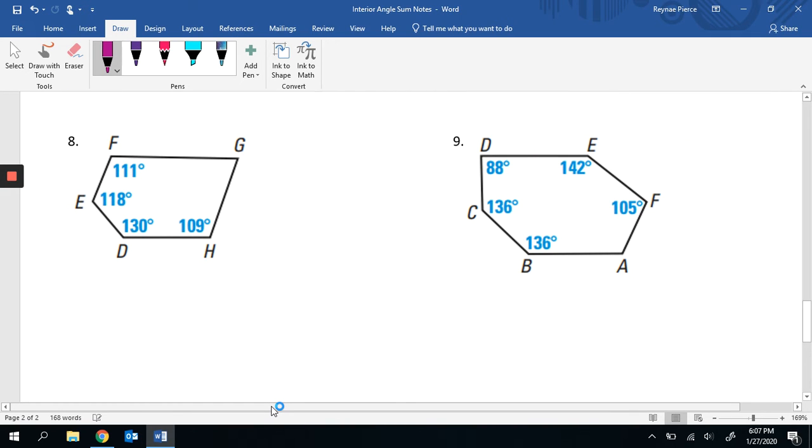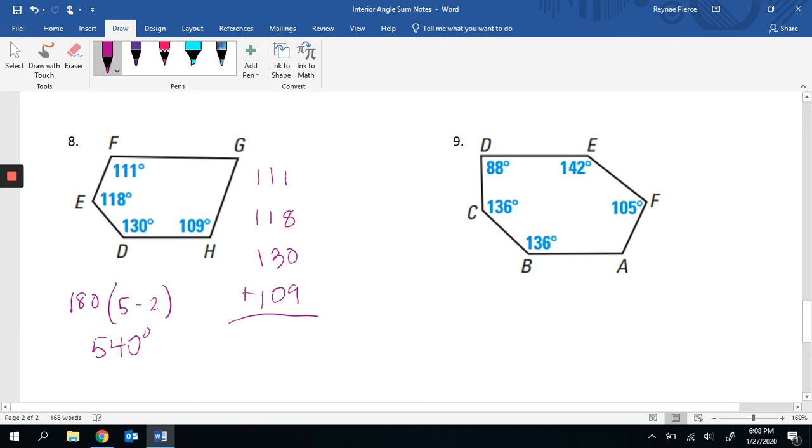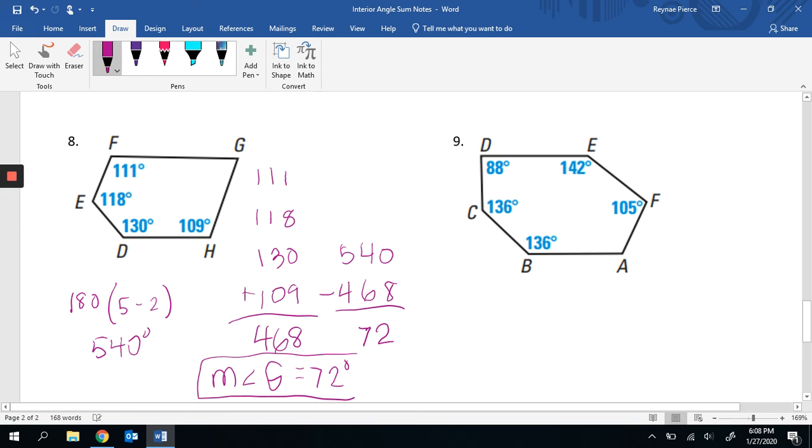Okay. 1, 2, 3, 4, 5. Here I've got another pentagon. So that tells me that I should have 540 degrees. Okay. 111 plus 118 plus 130 plus 109. That tells me that I've already used 468 degrees. And if I subtract that from 540, that tells me that there are 72 degrees left for the measure of angle G. Okay.